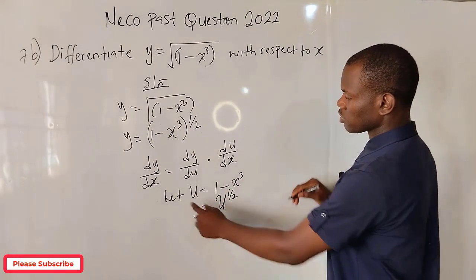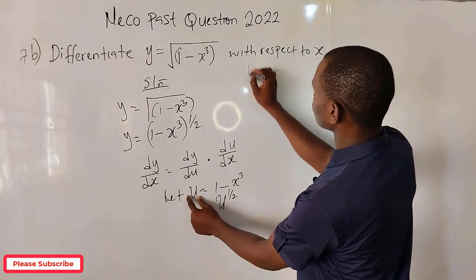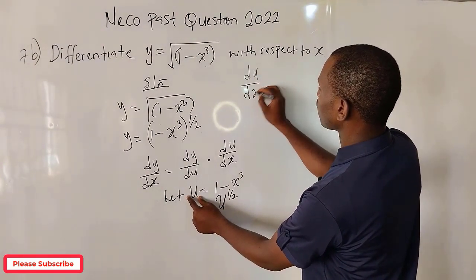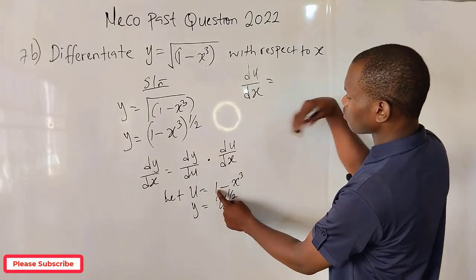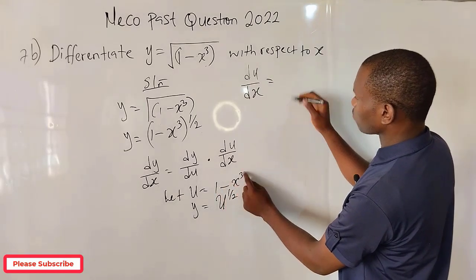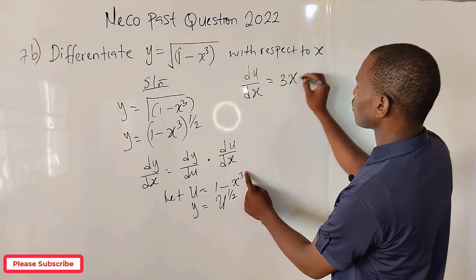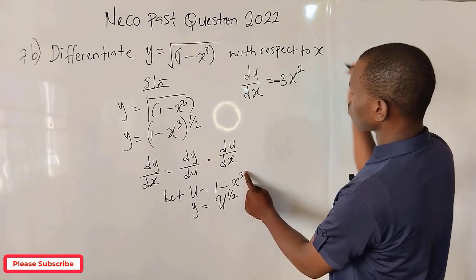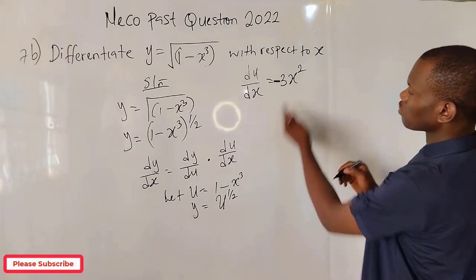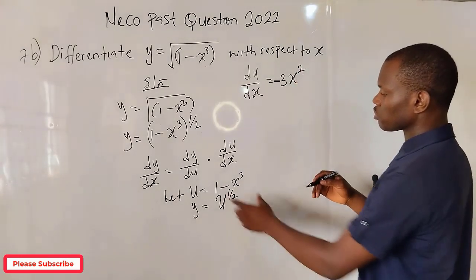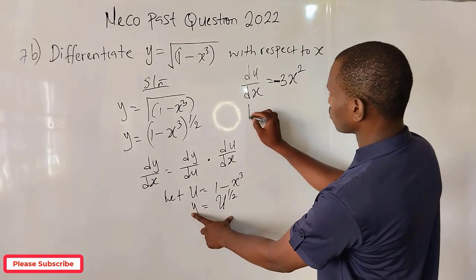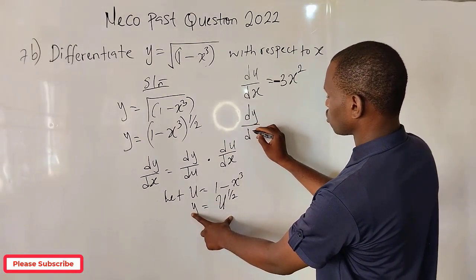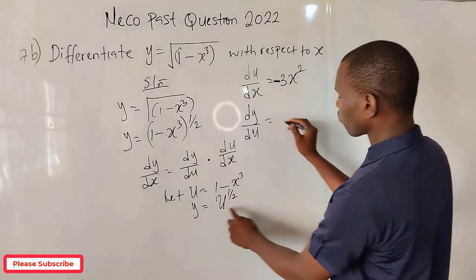Then let's differentiate u with respect to x. That is this function. If I differentiate a constant, I will have 0. If I differentiate x raised to the power 3, I will have 3x raised to the power 2, because 3 minus 1 will give me 2. You recall how we differentiate. So the next thing we'll do is to differentiate the second function, dy/du.